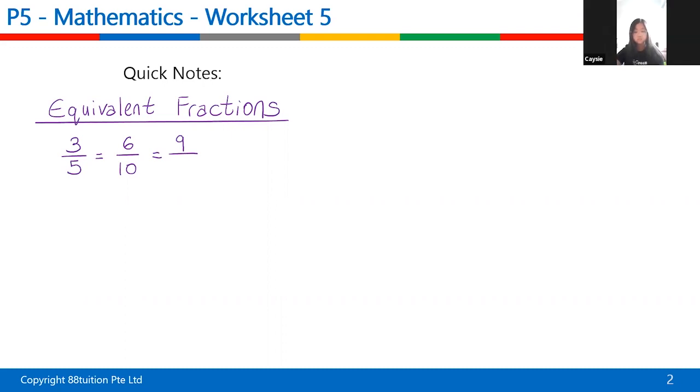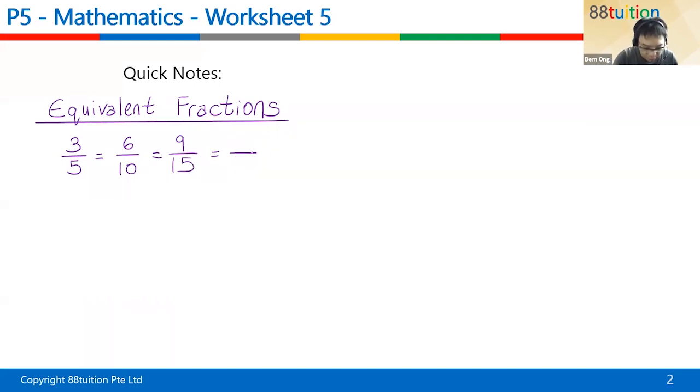Zara, 9 over what? 9 over 15. Very good. Smart girl. All right. And Casey, this one's super difficult for you. Super difficult. Confirm you don't know one. What over 20?